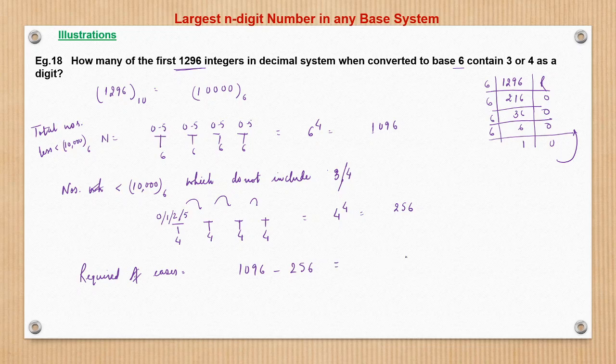It becomes 840. That is the answer. So out of the first 1296 integers, there are 840 integers which contain 3 or 4 as a digit in base 6, right? Calculation should be fine. Base 6 has digits 0 to 5 only, but here 3 and 4 are not there. So I think hopefully it's right.